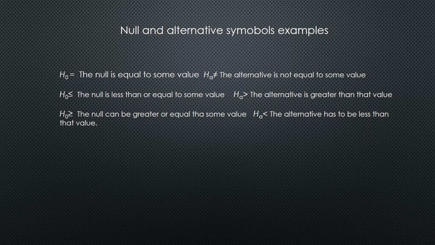Null and alternative symbol examples. The null is equal to some value. The alternative is not equal to some value. The null is less than or equal to some value. The alternative is greater than that value. The null can be greater or equal to some value. The alternative has to be less than that value.